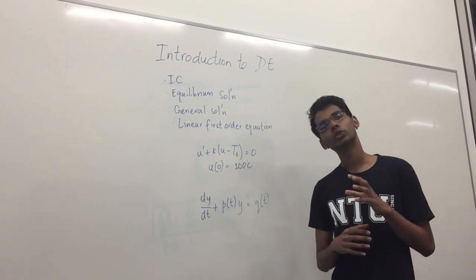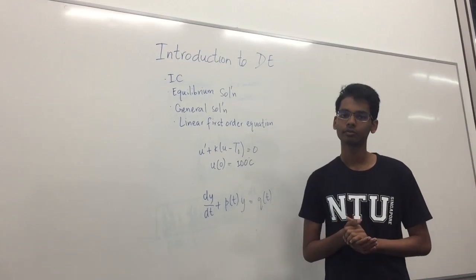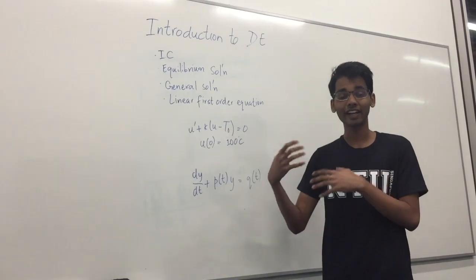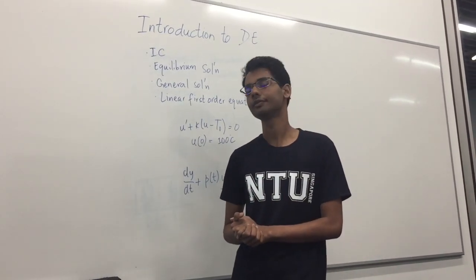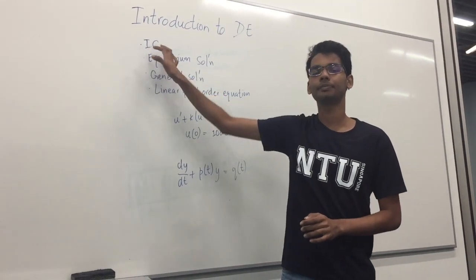Welcome back. So in the last video we saw independent variables, dependent variables, parameters and order. Now I'm going to tell you some things to find the solution of the differential equation. The first thing we're going to cover is initial condition. We write it as IC.